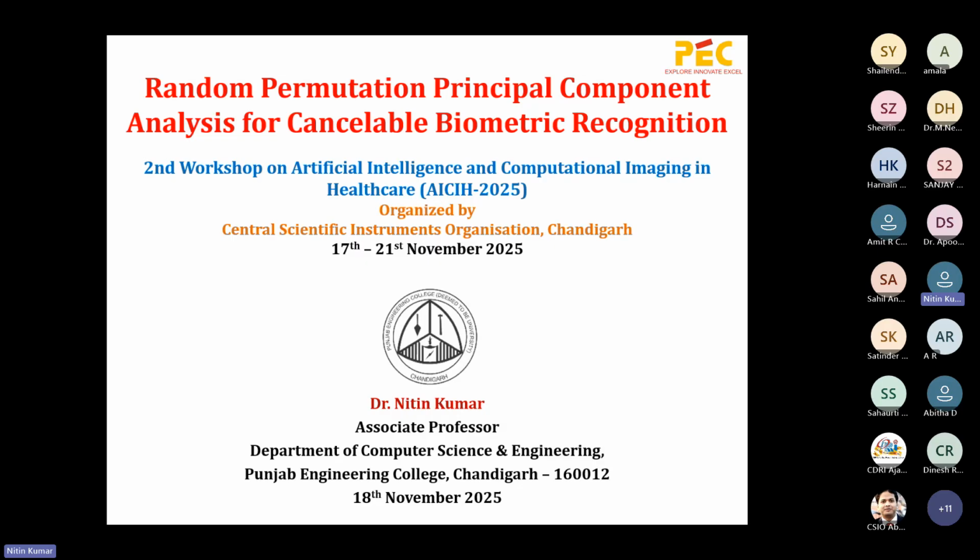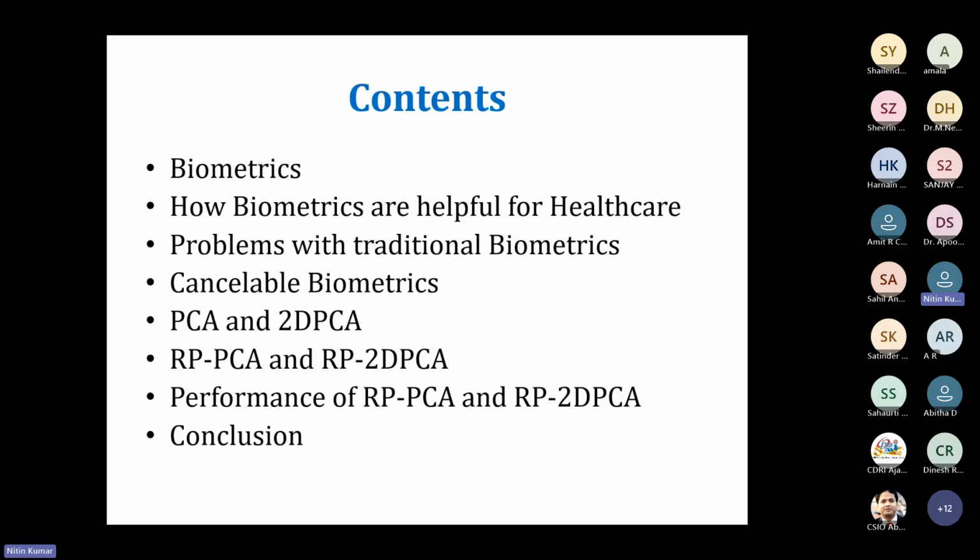And I will be delivering a talk on random permutation principal component analysis. Very long title, so you will be thinking, what is this? Okay, so mostly we will be talking of the biometric, what is biometrics, and how this biometrics is helpful in healthcare sector, and how we can enhance the security of biometric itself. Okay, so this is a double secure system, like that will be seen. So biometric is basically used to identify people. Okay, so that I will be discussing one by one. So initially, what is biometrics?